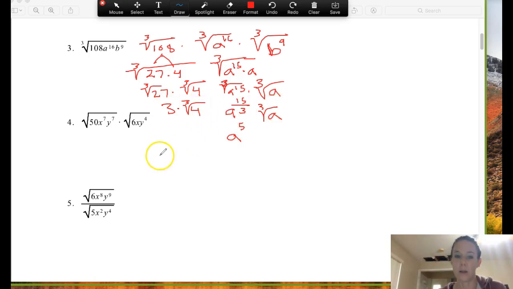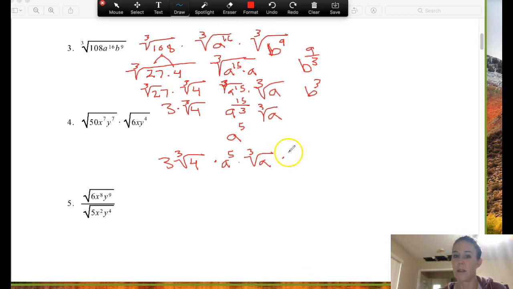So what I have now here is 3 times the cube root of 4 times a to the 5th times the cube root of a. Now come over and do this one. This does work nicely. 9 is divisible by 3, so I'm going to use the power and the root to make a rational exponent. b to the 9/3 reduces to b to the 3rd power. And then I'm going to bring that down.